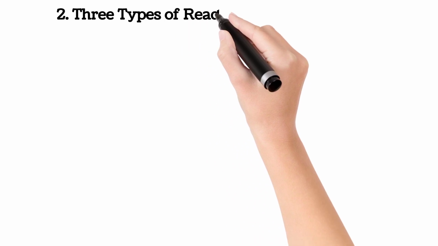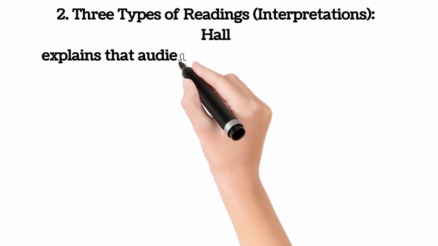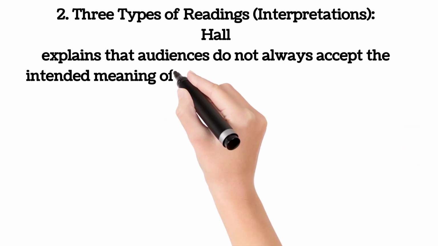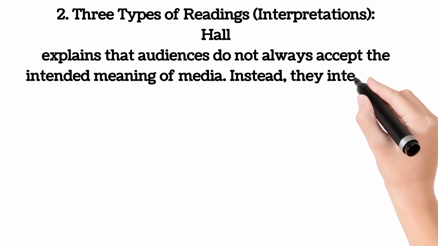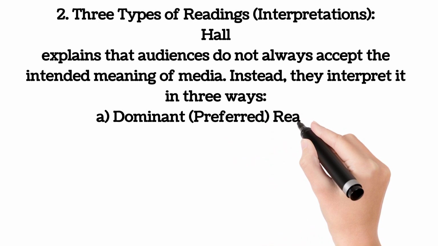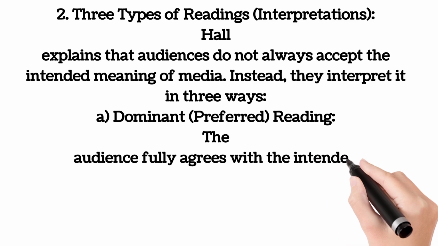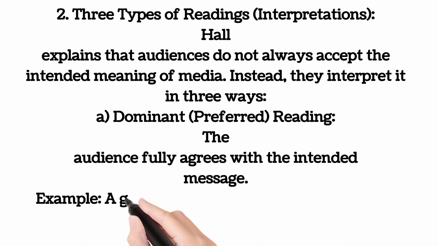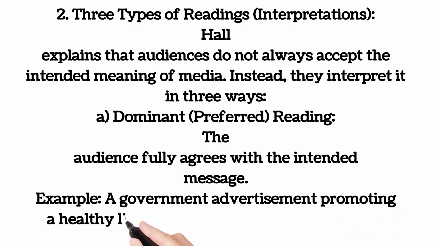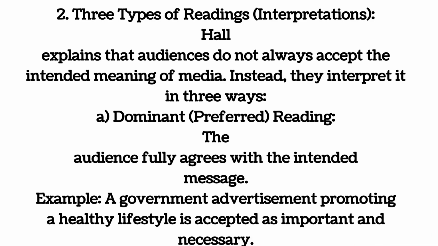Two. Three types of readings, interpretations. Hall explains that audiences do not always accept the intended meaning of media. Instead, they interpret it in three ways. A. Dominant preferred reading. The audience fully agrees with the intended message. Example. A government advertisement promoting a healthy lifestyle is accepted as important and necessary.